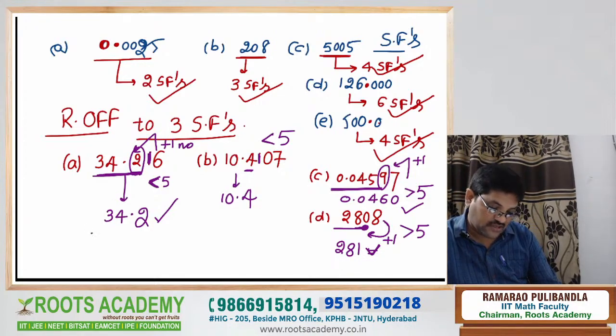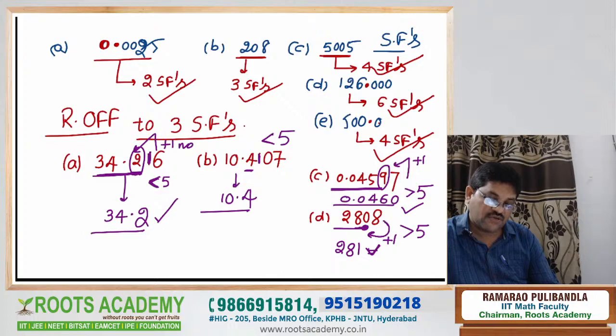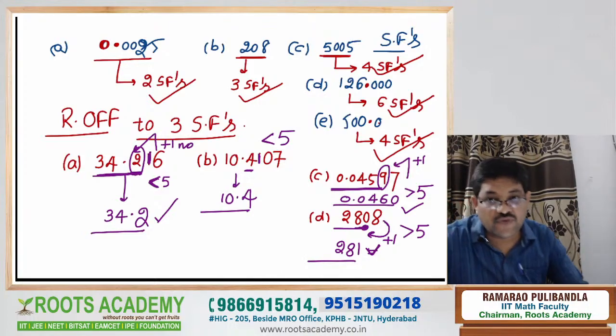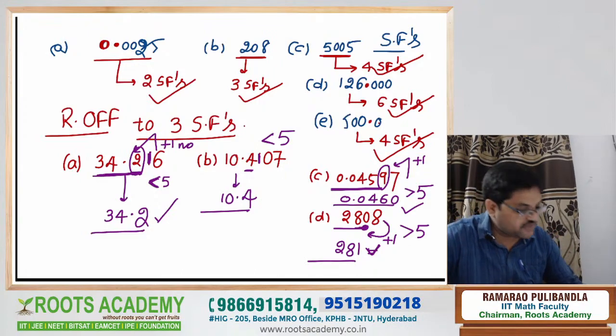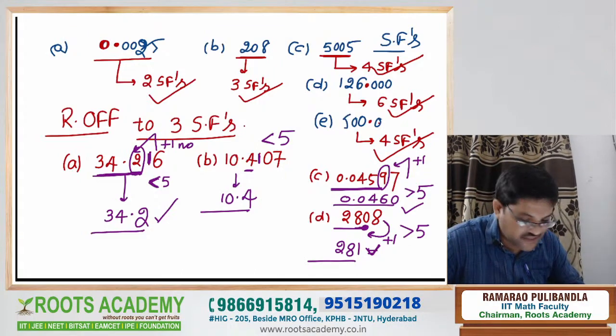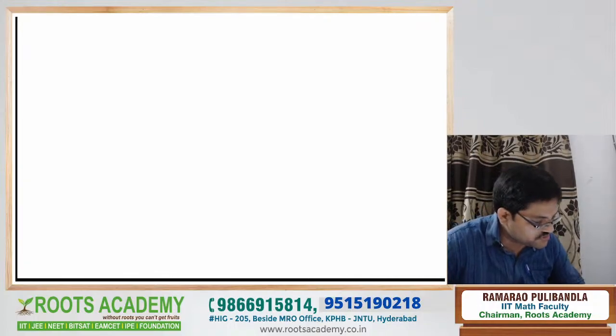Here the reported answer is 34.2. Here the reported answer is 10.4. Here the reported answer is 0.0460. Here the reported answer is 281. Like that, after rounding up to 3 significant figures. Understood what I am saying? And see the next question.